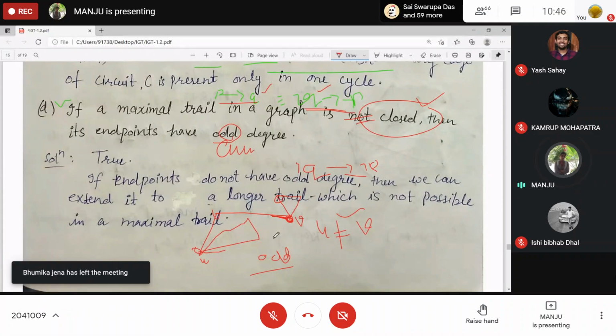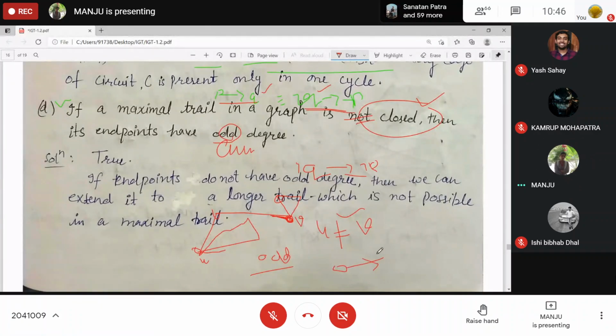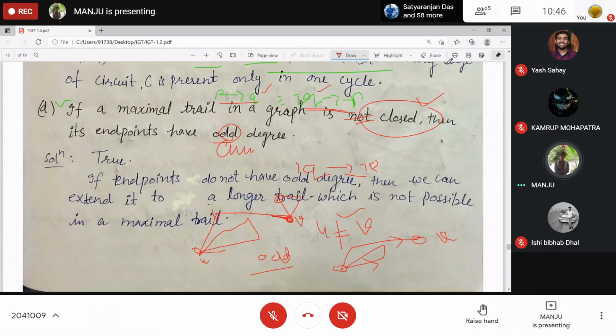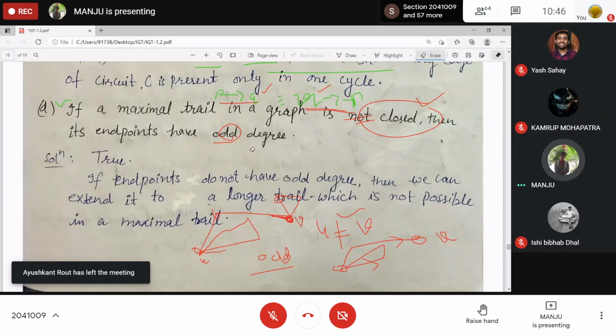Starting from the starting point, that is giving you odd, right? And in between, if it is coming and going, that is even only. So even plus one is odd, and the same is happening with V. Finally it is coming to V and not leaving. That's why odd. I hope it is clear. So this concept we have been discussing since the circuit yesterday, right? Yes.